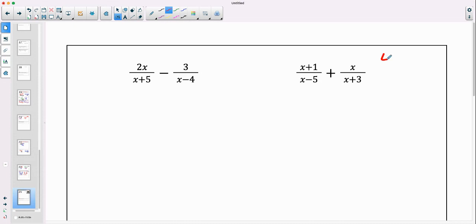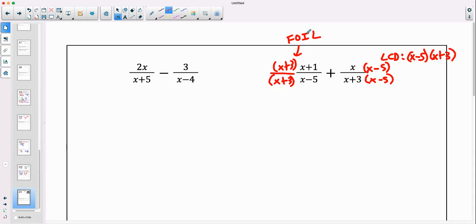So the LCD here is x minus 5 and x plus 3. Okay, so this one needs to get multiplied by x plus 3. This one needs to get multiplied by x minus 5. This is a little bit tricky here. Right here, the way that I have to multiply that is with FOIL. I have to FOIL that out up top.